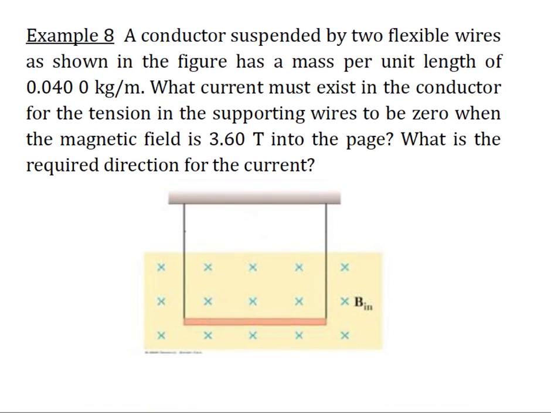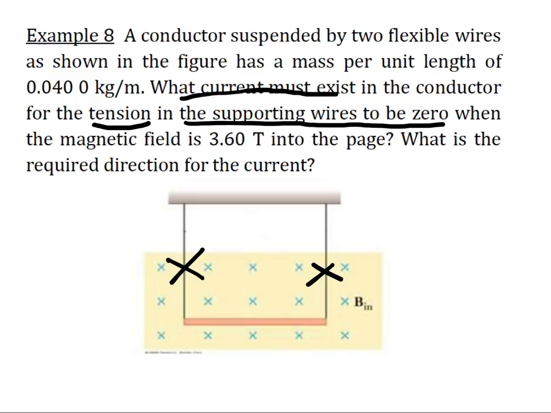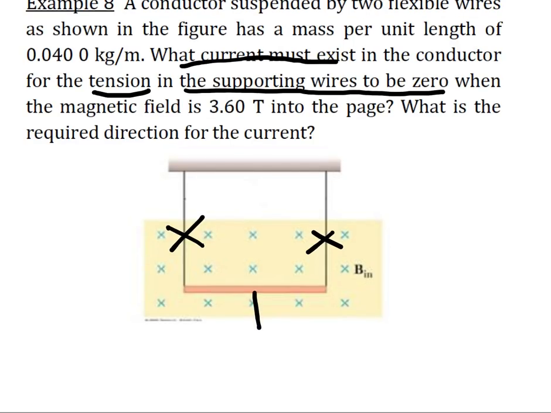Okay? And then for the question 8, it is a combination of the Lorentz force on the wire with Newton's equation with the equilibrium. Okay? So the question asking you what current must exist in the conductor for the tension in the supporting wire to be 0. Okay? So with the 0 tension of the wire, you can just cut off the wire, and your metal wire here is still in equilibrium. So this is the meaning of this.